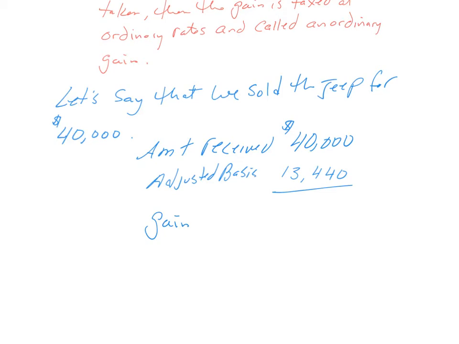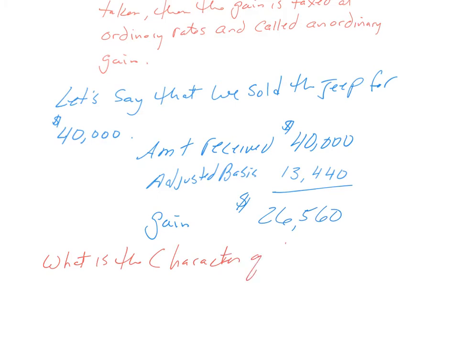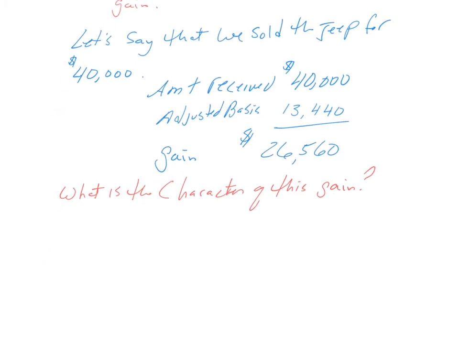So now our gain is $26,560. Okay, so now we have the same basic question. What is the character of this gain? Okay, well, just like last time, we have to look at this gain with respect to the amount of depreciation we've taken.